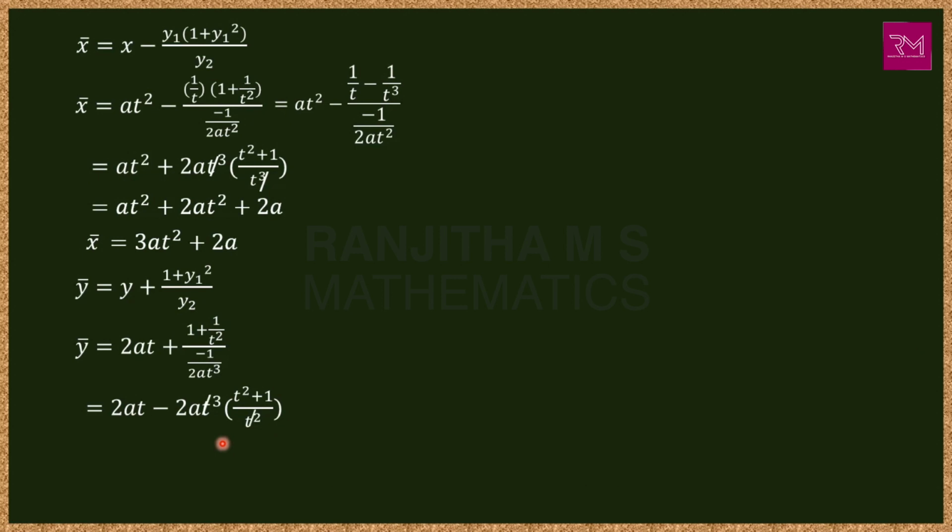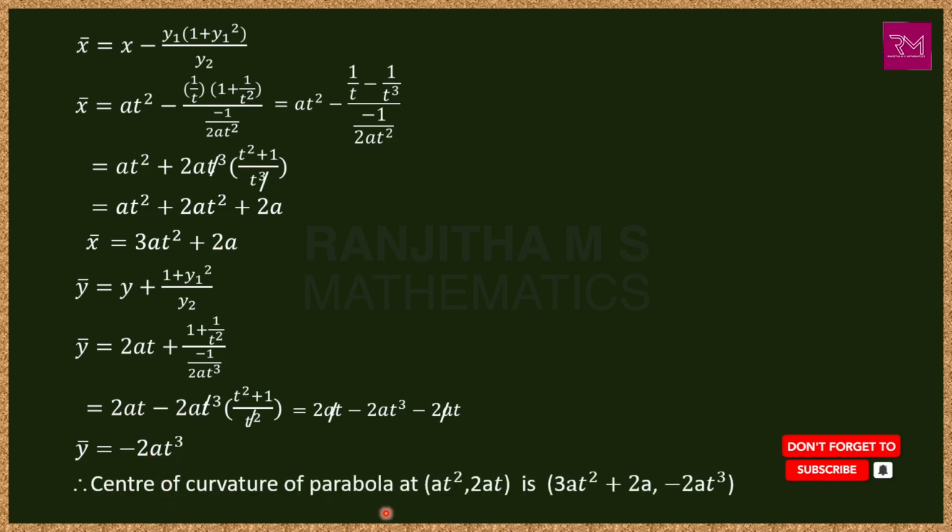Here t square gets cancelled, that becomes 2at minus, here in the outside the bracket we have 2at into t square is 2at cube minus to plus minus 2at. Here plus 2at minus 2at gets cancelled, hence we get y bar as minus 2at cube. Here x bar as 3at square plus 2a and y bar is minus 2at cube. Hence we get the center of curvature of a parabola at at square comma 2at is 3at square plus 2a comma minus 2at cube. This is a value of center of curvature of parabola at the point at square and 2at. This completes the problem.